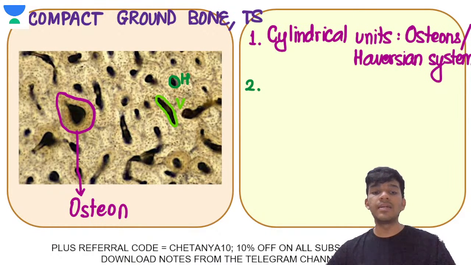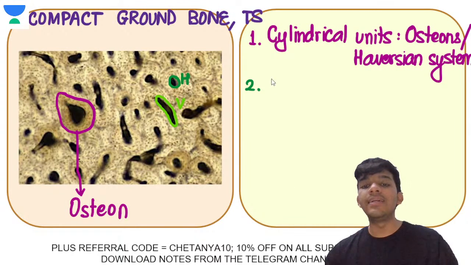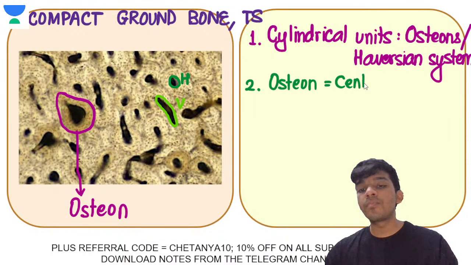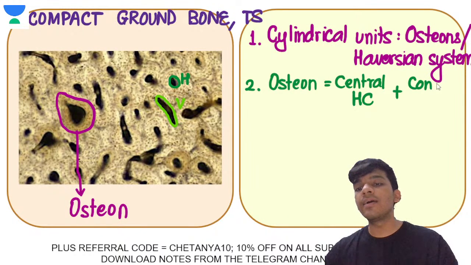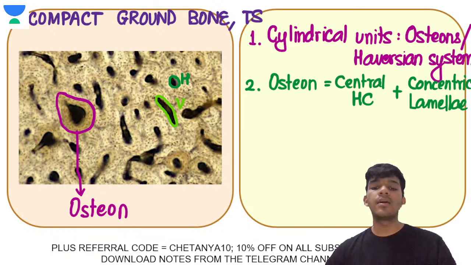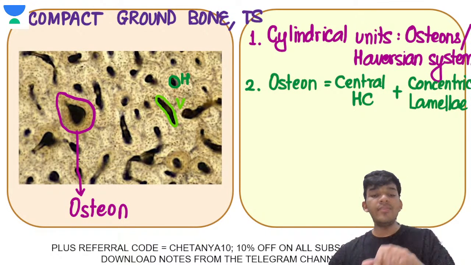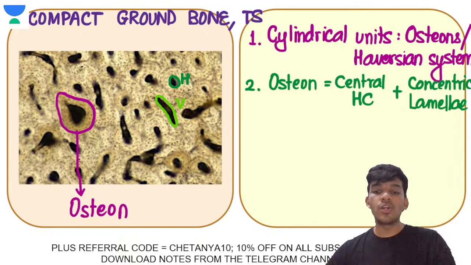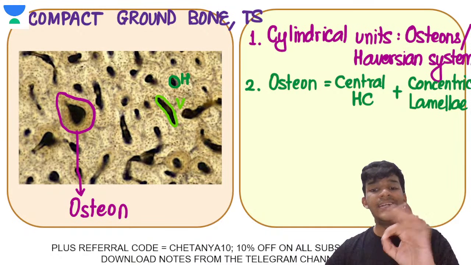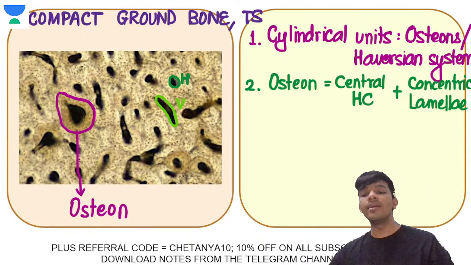Now, the second feature that you should be able to appreciate here is that in each osteon, there is a central Haversian canal, and around that you have concentric lamella. So you will write here: osteon has a central Haversian canal plus concentric lamella. Surrounding it you have a lamella, which is basically nothing but concentric lamella. Now in between two osteons there are interstitial lamella, and along the entire shaft of the long bone you have circumferential lamella.